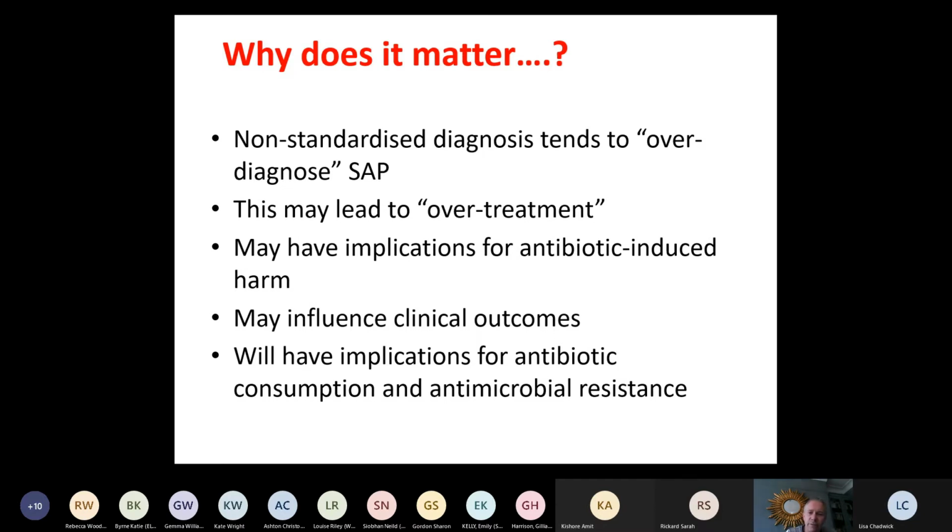So at an individual level, it's also important that patients with stroke may come to harm from having antibiotics if it's unnecessary, for example, by developing Clostridium. And of course, overtreatment with antibiotics is contributing very significantly to antibiotic usage in the UK. There are over 5,000 episodes of SAP in the UK annually, which means there are at least 7,000 to 10,000 antibiotic prescriptions happening each year.